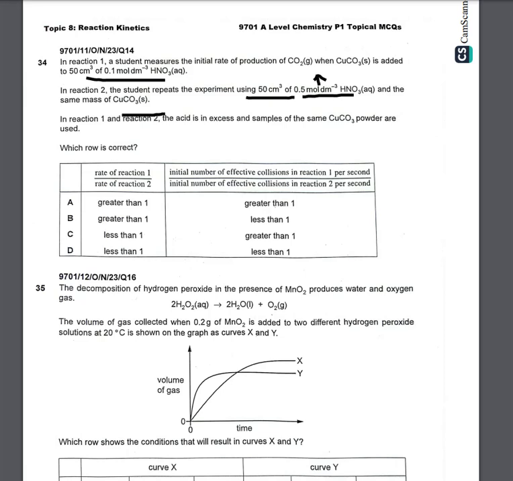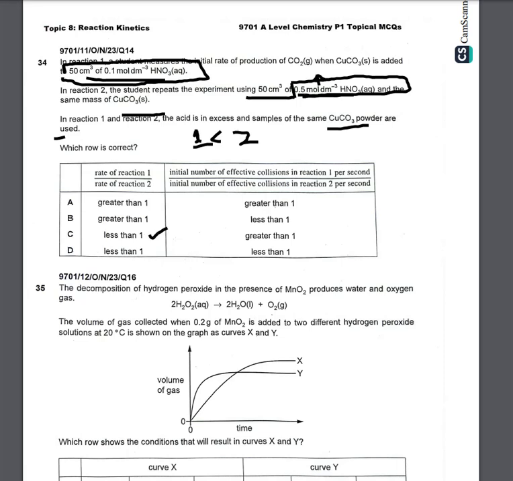In reactions 1 and 2, the acid is in excess and samples of the same copper carbonate are used. Which row is correct here? Reaction 1 has a lower concentration of HNO3, and reaction 2 has a higher concentration of HNO3. So the rate of reaction 1 should be smaller than the rate of reaction 2.